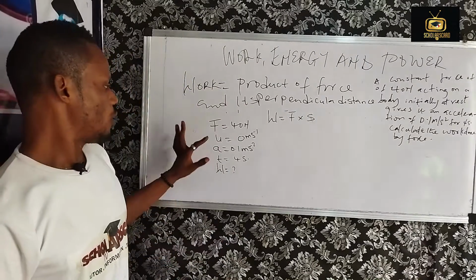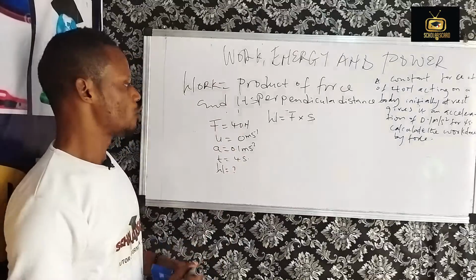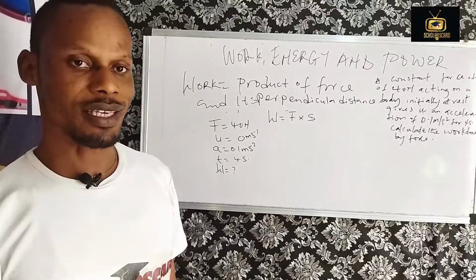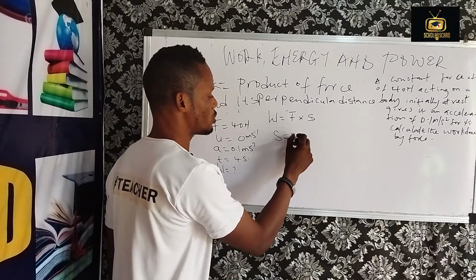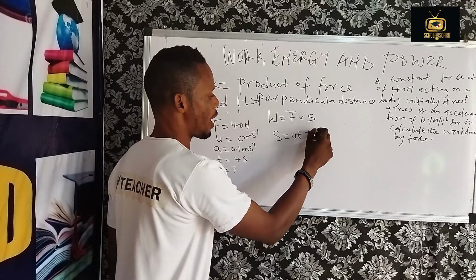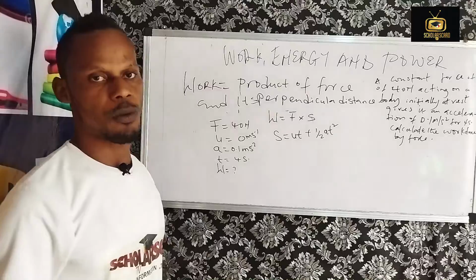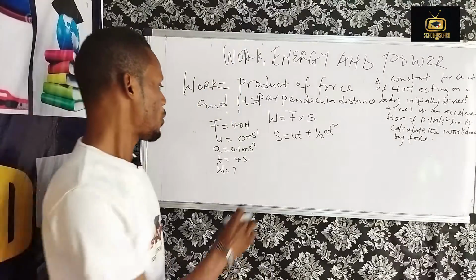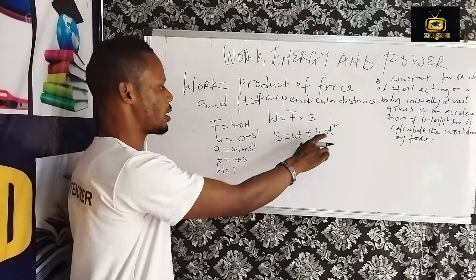Good. Now, we have initial velocity, acceleration, time. So we go back to the equation of motion, the second equation of motion. Are you getting it? The second equation of motion says distance s equals ut plus half at squared. This is the second equation of motion, for uniformly accelerated motion. Are you with me? Good.